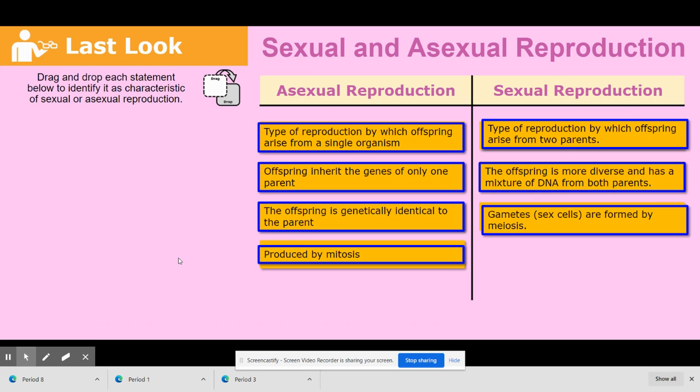Okay, so now we're going to do the card sort and put these statements under either sexual reproduction or asexual reproduction. Under asexual, you should have the type of reproduction by which offspring arise from a single organism. Then offspring inherit the genes of only one parent. The offspring is genetically identical to the parent, and they're produced by mitosis. Under sexual reproduction, you should have the type of reproduction by which offspring arise from two parents. The offspring is more diverse and has a mixture of DNA from both parents, and gametes are formed by meiosis.